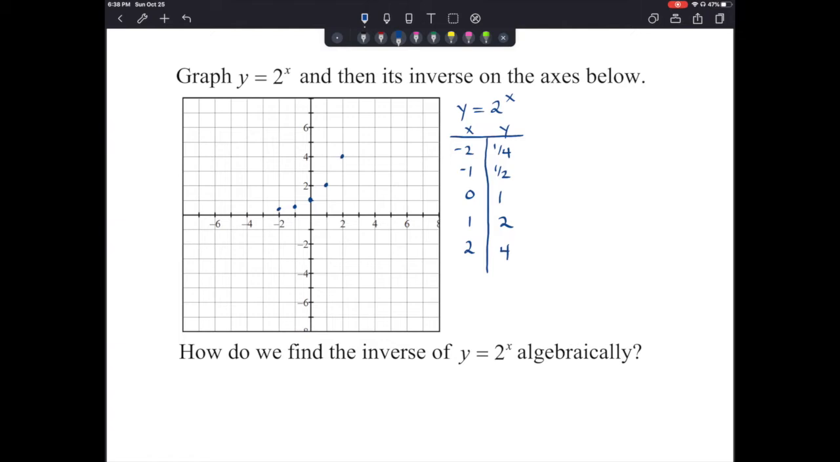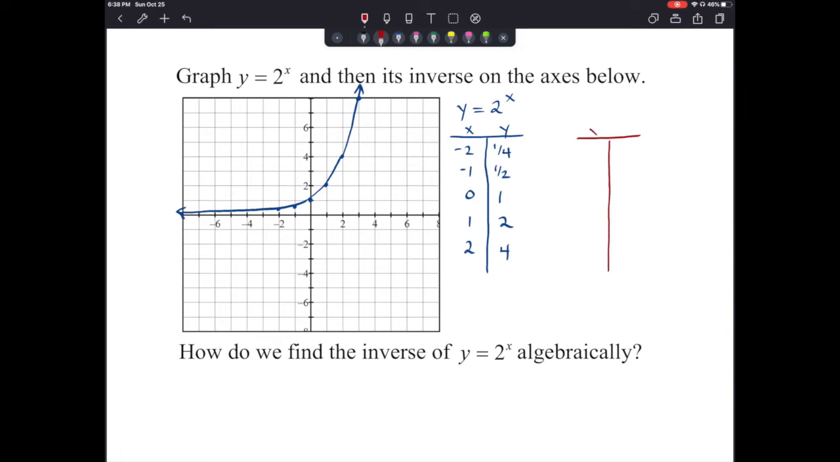We've graphed exponentials before, so we know it comes right along here. We have a horizontal asymptote on the x-axis. This comes in and then it curls and goes up this way. I think we'd have a point up here at (3, 8) as well. So that's what it looks like. All right, so if we wanted to graph the inverse of that, we can just flip-flop our x and y values.